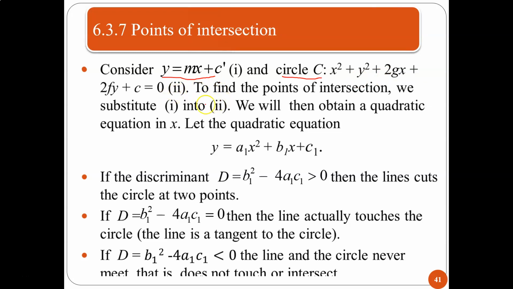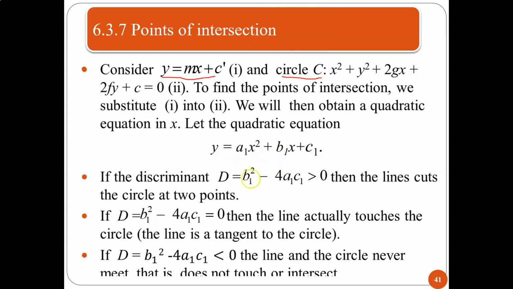So to find the point of intersection, we substitute this one into 2. Substitute 1 into 2. We will then obtain a quadratic equation in x. So let the quadratic equation be this one. When you substitute, you will get it in the form of a quadratic equation. So we're going to simplify it into this one.